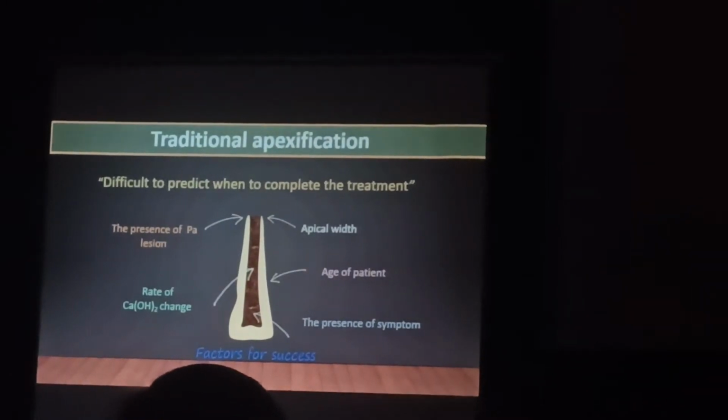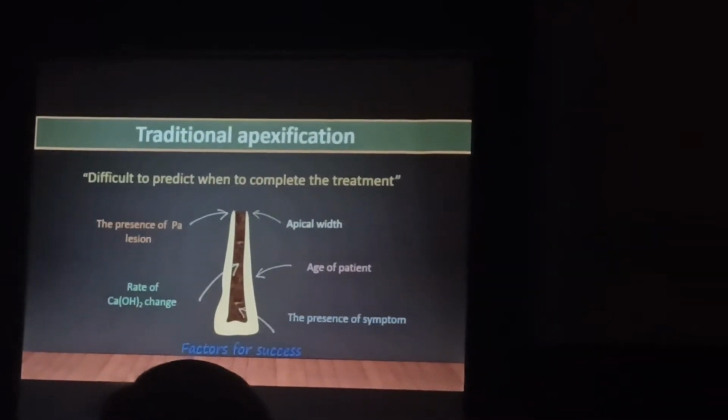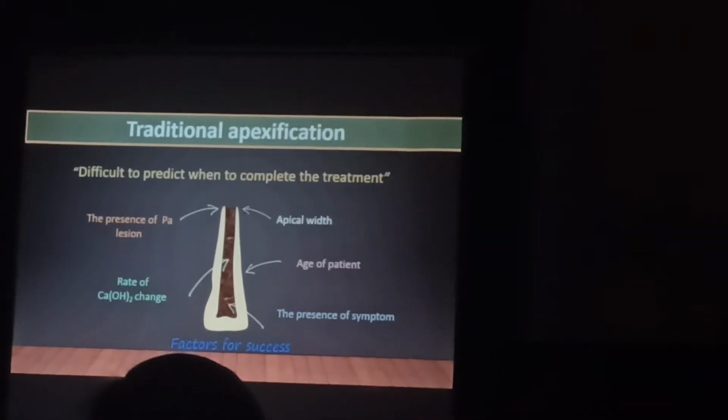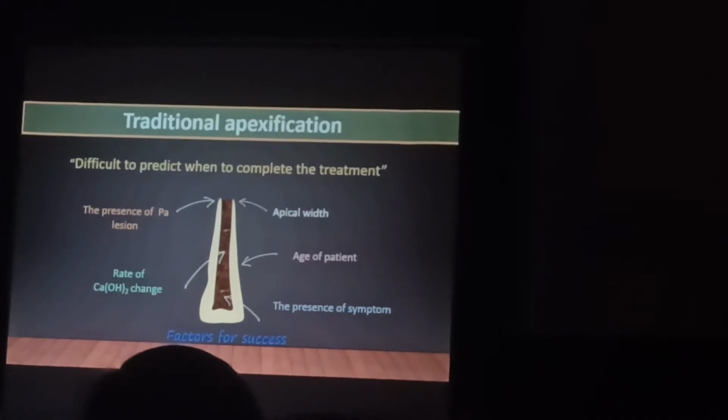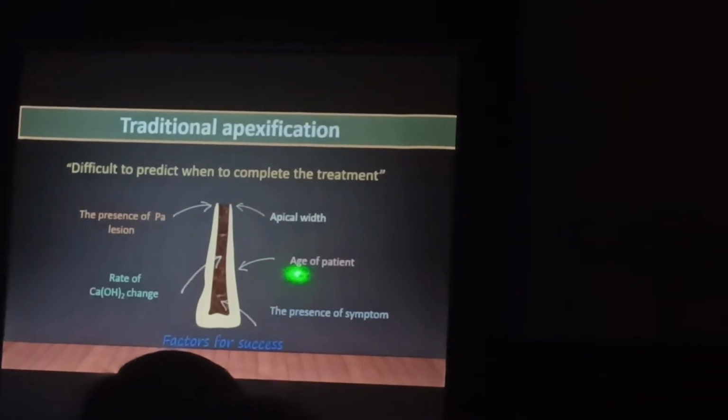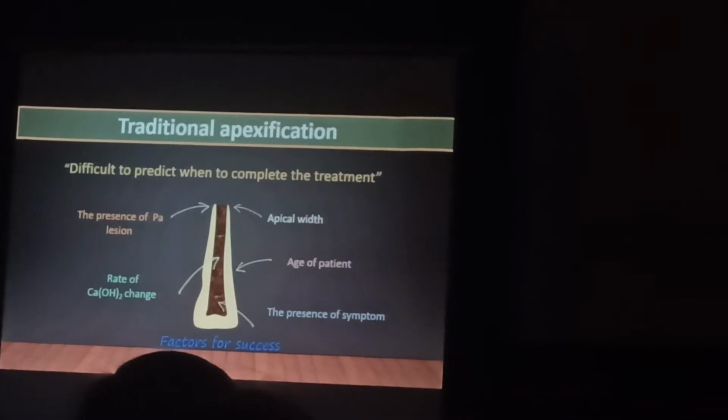Okay, so there are many factors related to the success of this kind of treatment. For example, the presence of an apical lesion, the rate of percentage spine change, apical width, age of the patient, and also the presence of symptoms.